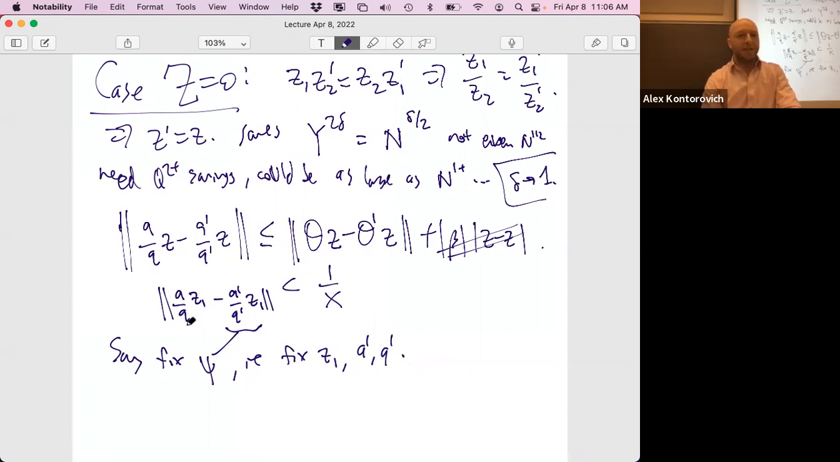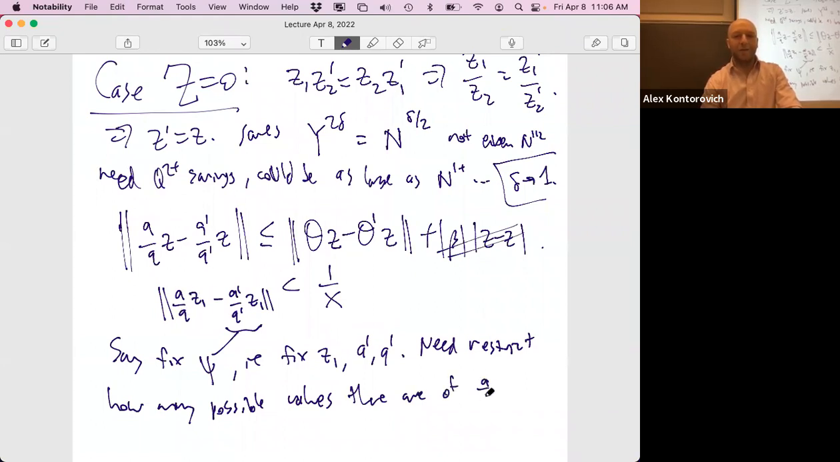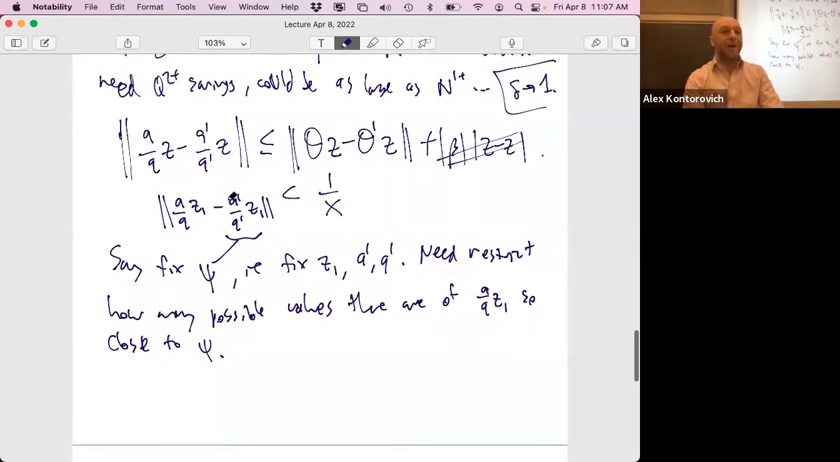Okay, what we need to get is cancellation in the fact that this fraction has to be so close to this fixed value. Need to restrict how many possible values there are of a over q z1 that are so close to this fixed value psi, a prime over q prime z1. Okay, that's the only place we have left to get any cancellation. There should be very few values in this range.